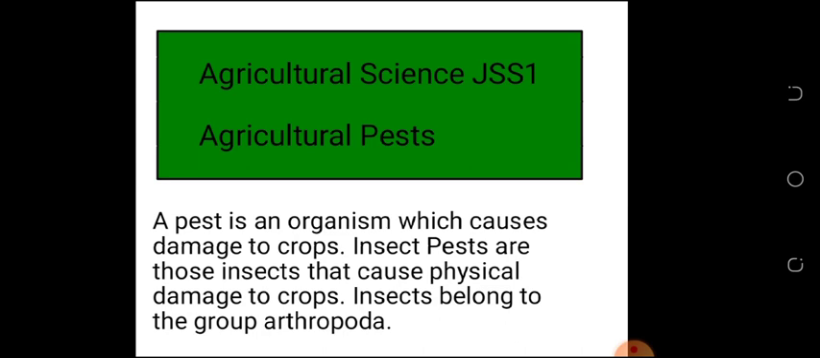The topic we have today in our agricultural science subject is agricultural pests. A pest is an organism which causes damage to crops. Insect pests are those insects that cause physical damage to crops. Insects belong to the group Arthropoda.